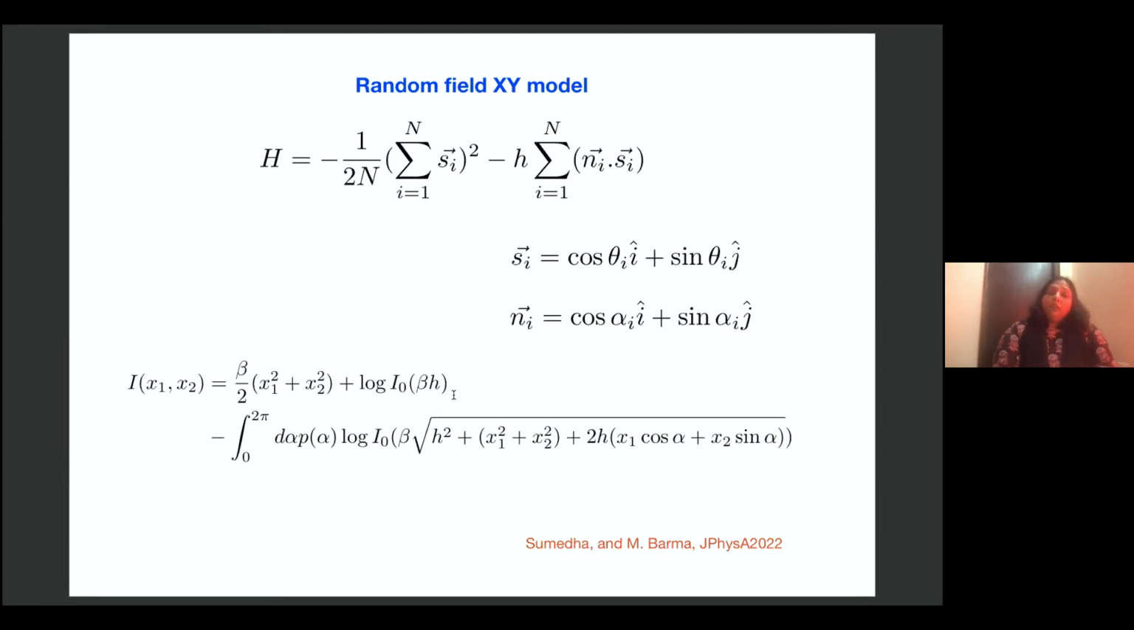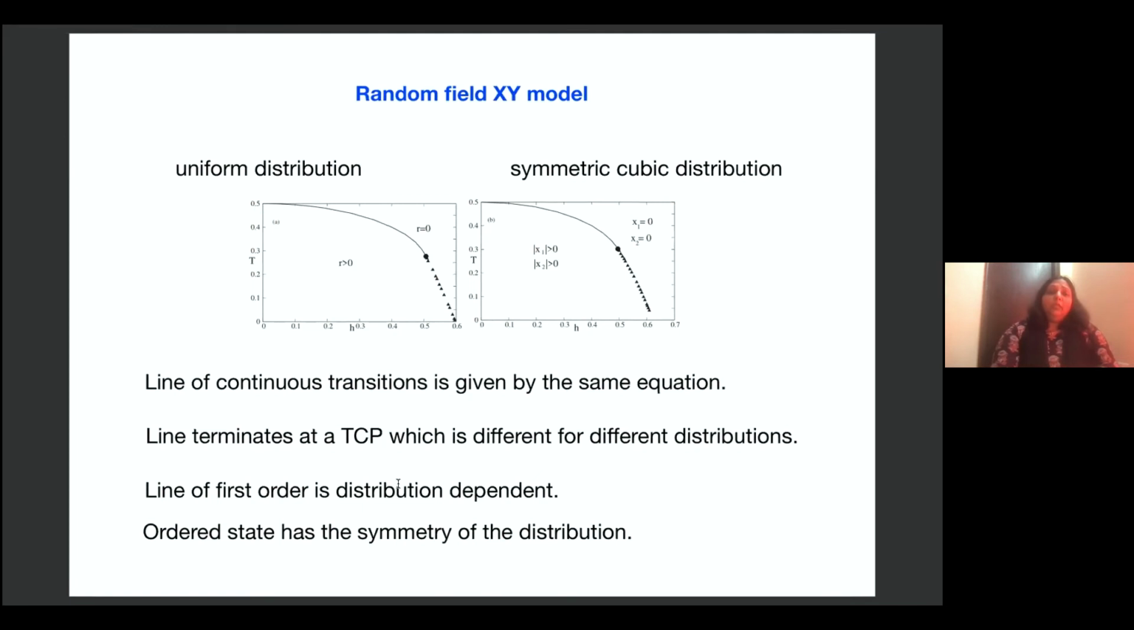We also solved the XY model for the case where we had disorder in the external field. And in this case, again, we can find the rate function. I'll quickly just show you the result. And the phase diagram is very similar to what one sees in the random field Ising model. There's a line of continuous transition which ends in a tricritical point, and then there is a first order transition in the presence of disorder. But again, we find that the line of continuous transition is same for a large class of disorder distributions, and the ordered state has the symmetry of the distribution.